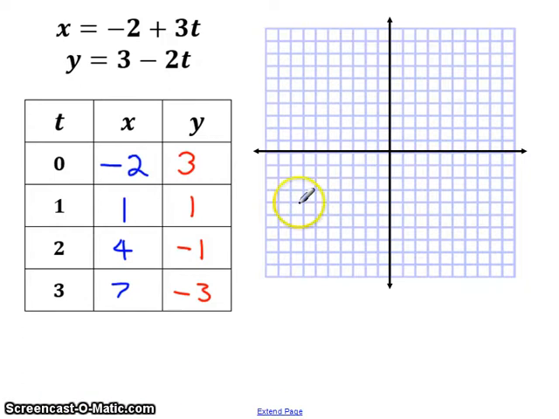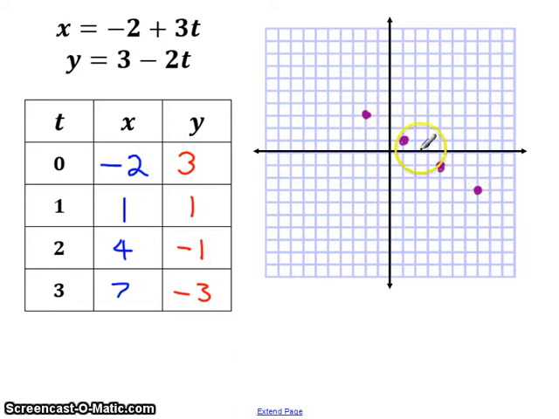And so what we've just done is created a table of xy positions as a function of time. And so this is where it gets kind of interesting because we know how to plot these points. In fact, let's go ahead and do that. Our first point is at negative 2, 3. Our second point is at 1, 1. Our third point is at 4, negative 1. And our last point is at 5, negative 2.